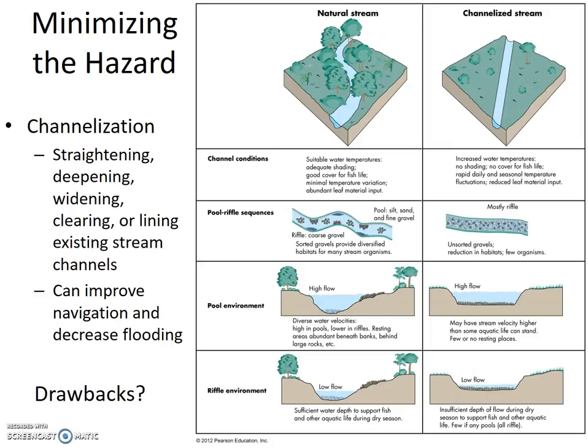For the channelized stream, there are increased water temperatures, no shading, no cover for fish life, rapid daily and seasonal temperature fluctuations, and reduced leaf material input. They usually like to keep channelized stream banks pretty clear of anything that damages the expensive channel, which includes vegetation. Pool riffle sequences are modified too, with basically no pools in the channelized streams, which means less variation in the deposited sediment, water temperatures, and water velocities, which may be intolerable for some aquatic life. So the channelized stream has a decrease in biodiversity.